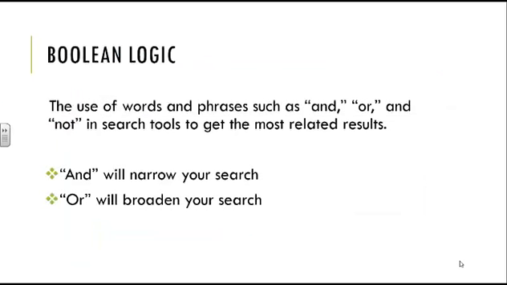Boolean logic is defined as using words and phrases such as and, or, and not to help get the most related results. As an example of how the Boolean logic works, if you were to search for recipes with potatoes, you would type in recipes, choose the and in the drop-down box, and then type potatoes in the next box. The and operator will narrow your search results, whereas the or operator would open that up and broaden your search results. For this search, we'll be using the and the or operators.